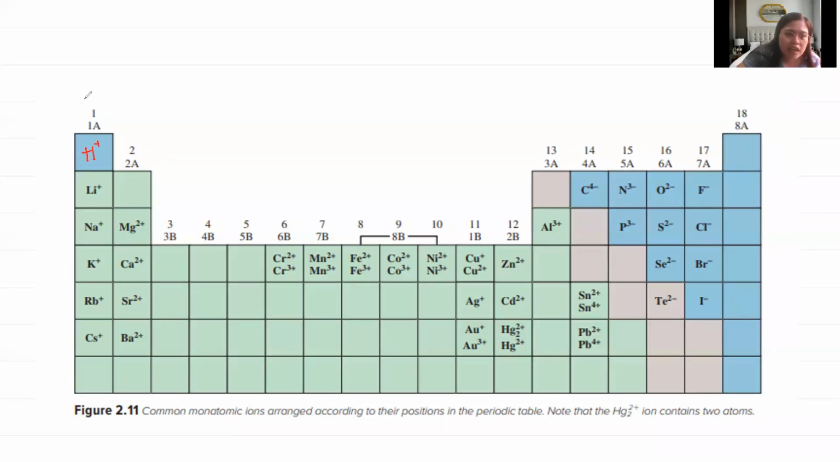If they belong to group 1A, they are all positive 1. Again, if they belong to group 1A, they are all positive 1. Hydrogen, lithium, sodium, potassium, rubidium, cesium, even the francium, they are all positive 1. And then, even in group 2A, including beryllium, they are all positive 2.